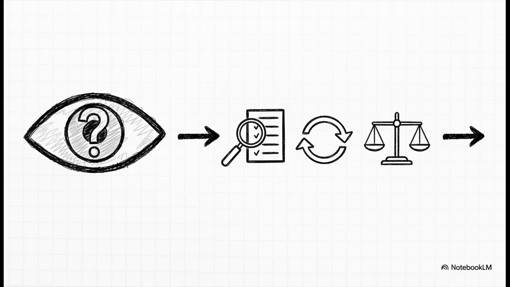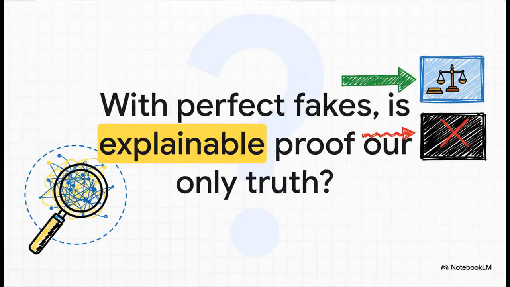And that's really the key takeaway from all of this. In a world where seeing is no longer believing, the goal can't just be about having the right answer. The goal has to be providing objective, explainable, and reproducible proof that anyone can check for themselves. Which kind of leaves us with one last big question to think about. As AI gets better and better at creating these flawless fakes, is this kind of transparent, explainable evidence the only real form of truth we have left?